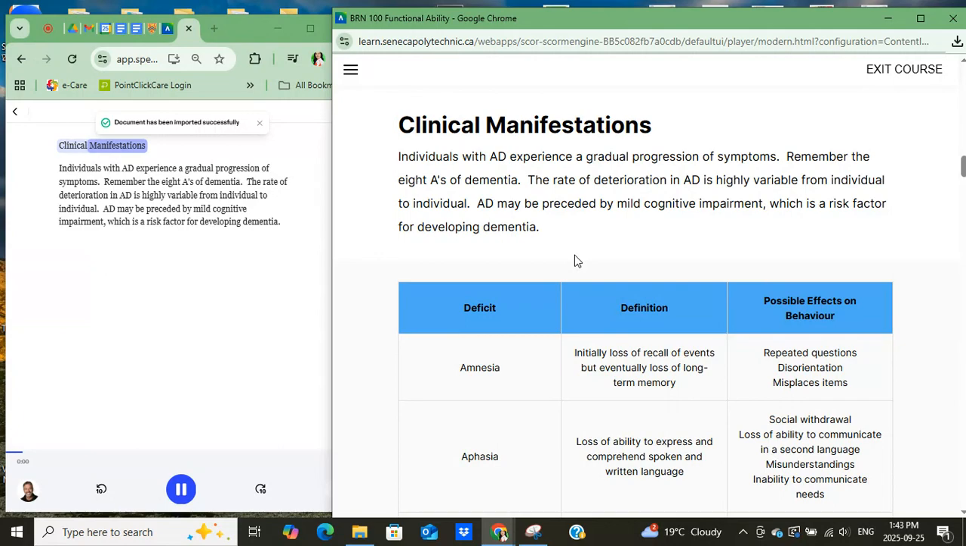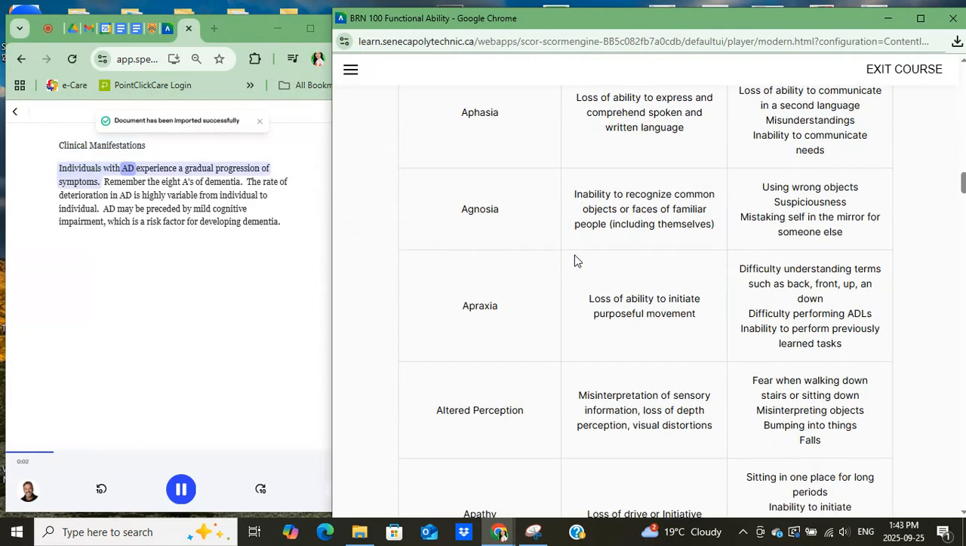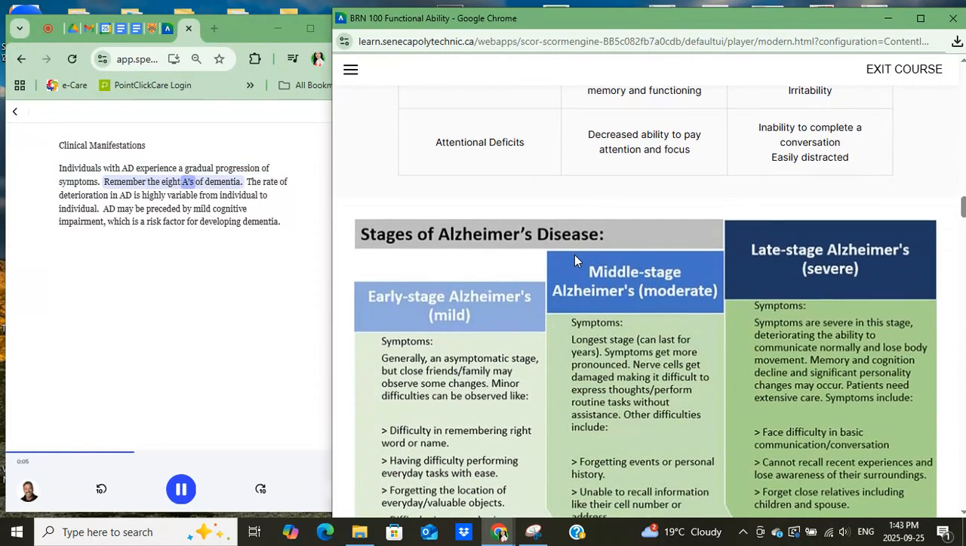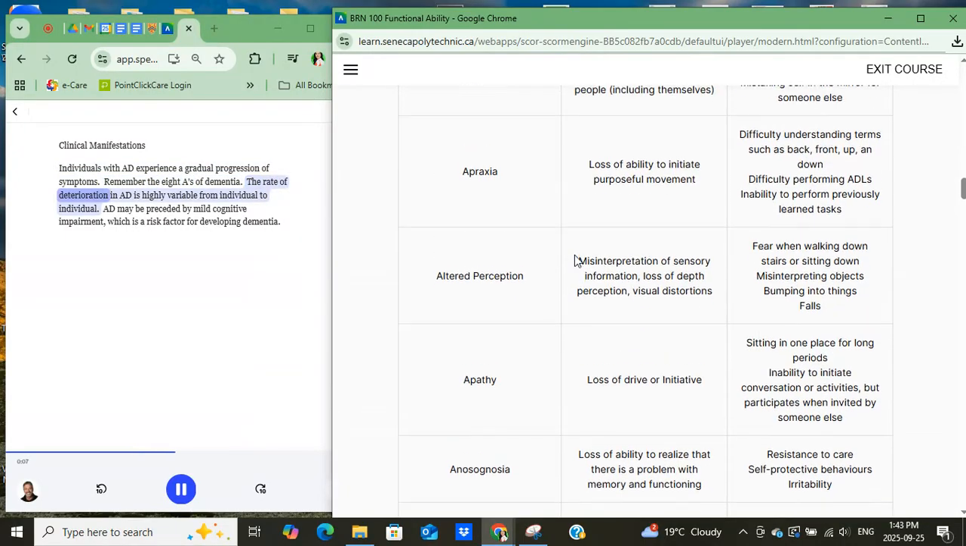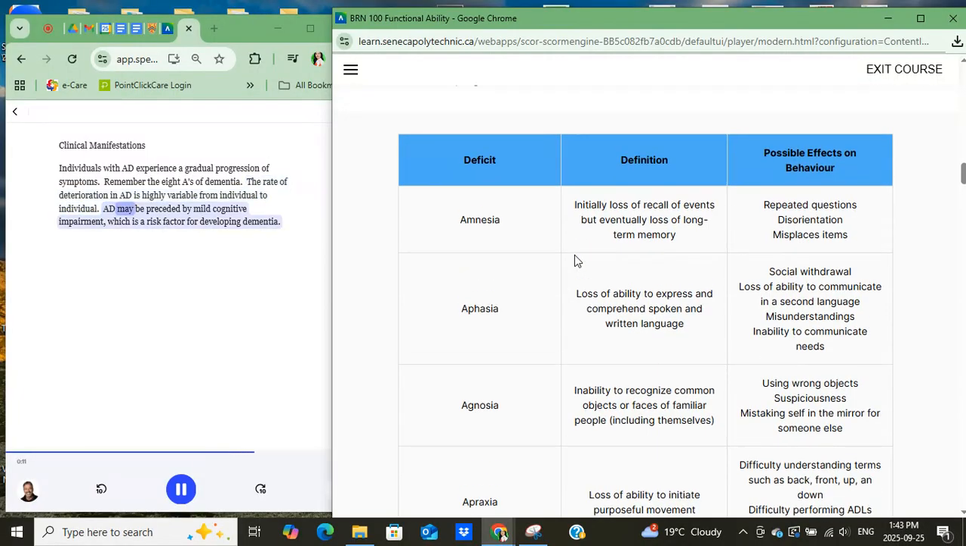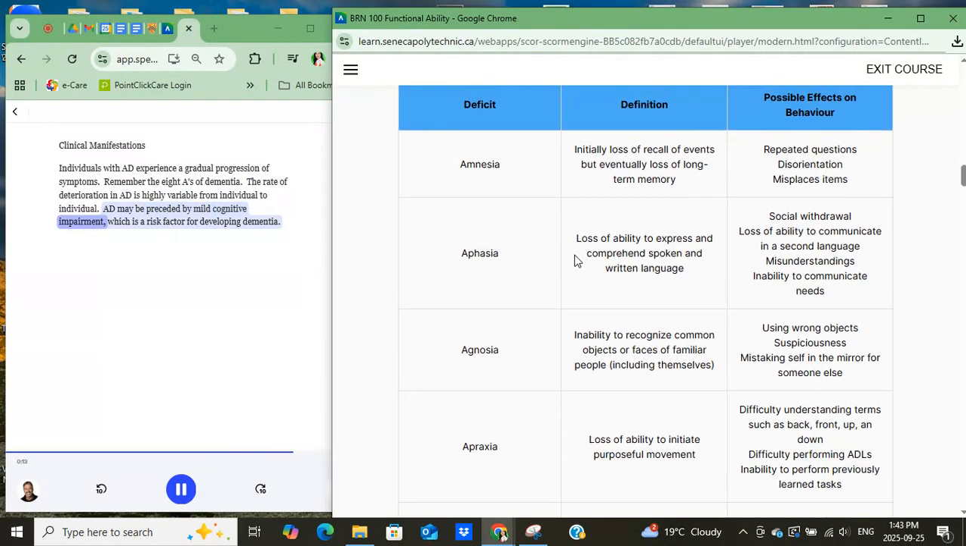Clinical manifestations. Individuals with AD experience a gradual progression of symptoms. Remember the 8 A's of dementia. The rate of deterioration in AD is highly variable from individual to individual. AD may be preceded by mild cognitive impairment, which is a risk factor for developing dementia.